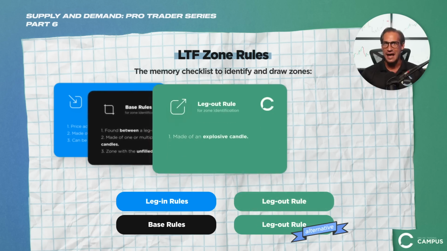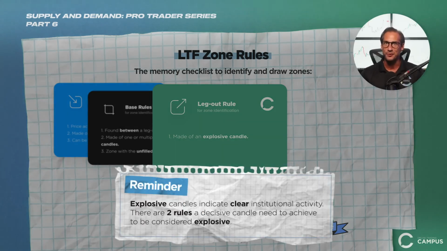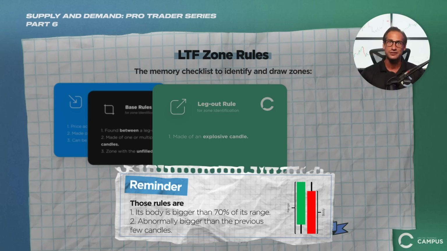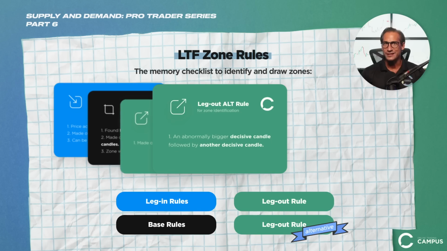The leg out has to be an explosive candle. The rule for an explosive candle is: number 1, the body has to be bigger than 70% of the entire range, and more importantly, number 2, the candle has to be abnormally bigger than the previous few candles. Because the sheer size of the candle is more important than the body to range relationship. There's also an alternative rule, which is that the leg out can consist of abnormally bigger candles that are decisive if they are followed by another decisive candle.